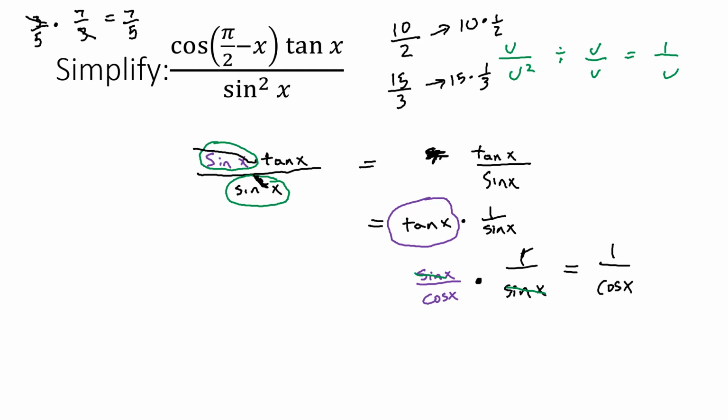Remember that we're either using algebra or we're using an identity. When you look at 1 over cosine x, what identity do you think of? Well, we might think of a reciprocal identity, which says that 1 over cosine is the same as secant. So when we see 1 over cosine x, we're just going to call that secant x, and that's the end of the problem.